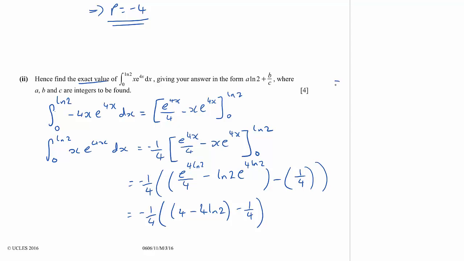So we've got negative a quarter, and then you've got 4 take away a quarter. Well, 4 is 16 quarters, take away that, so that's 15 over 4. Take away 4 ln 2. And so that is going to give me negative 15 over 16 plus ln 2.